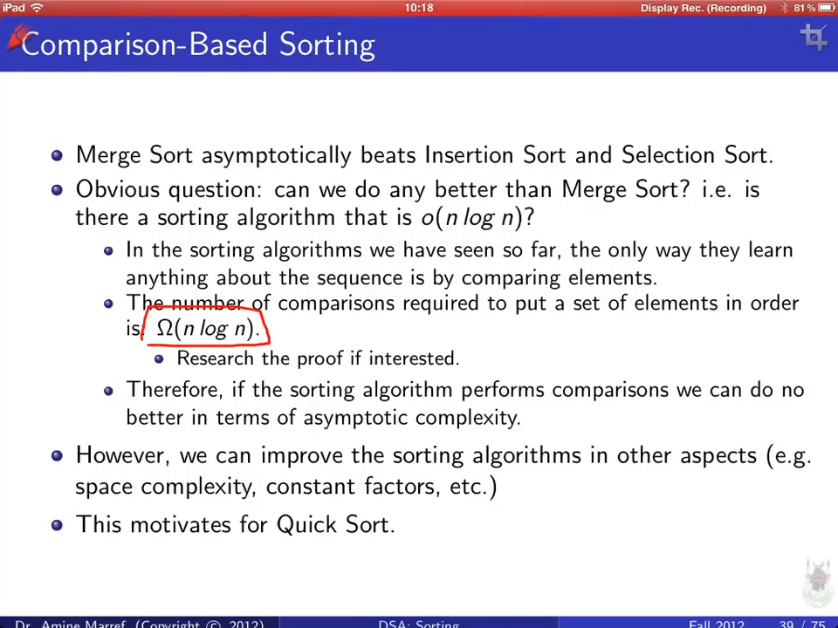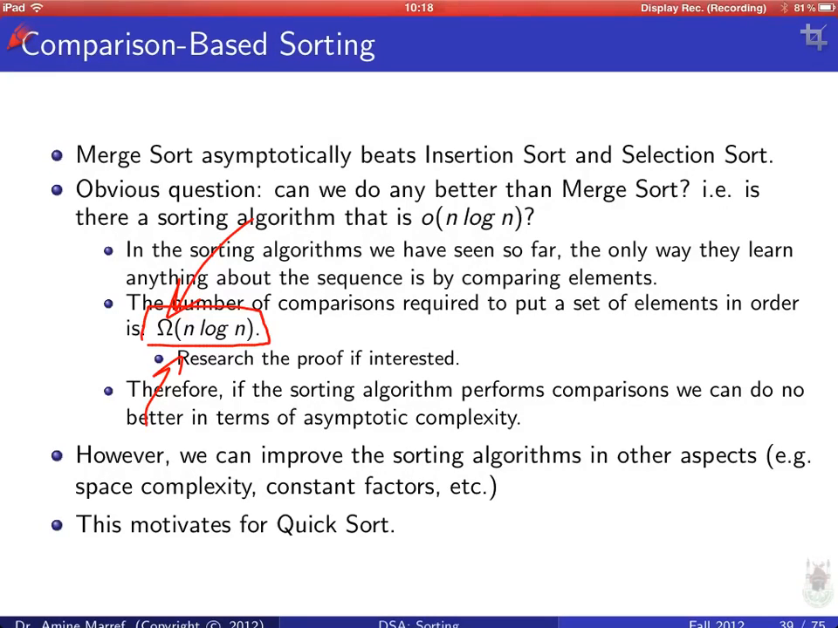So that's a result. Now, what does that mean? I'm using this operator, which we have seen. It's called big omega. What does that mean? It means that for any sorting algorithm which is based on comparisons, like we did, we are comparing keys to each other.